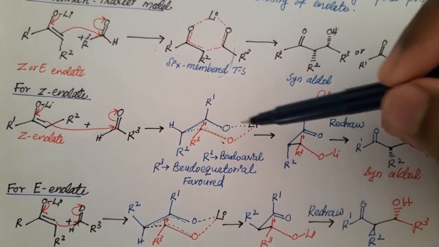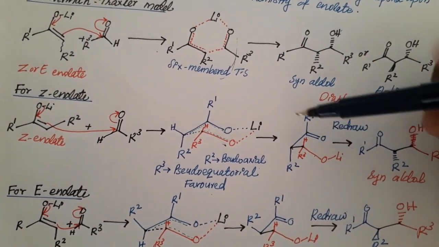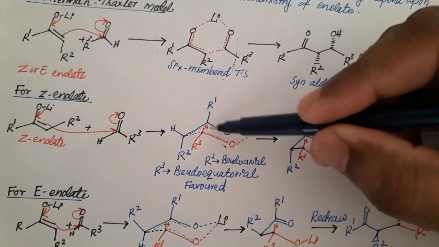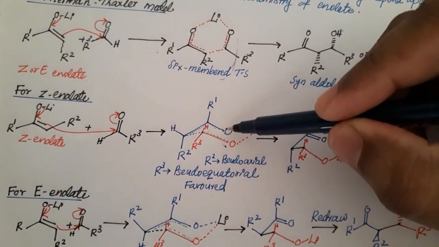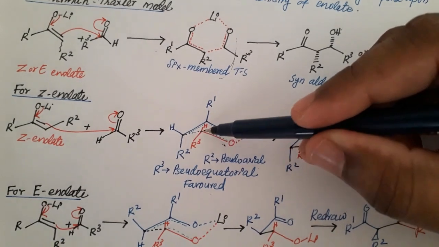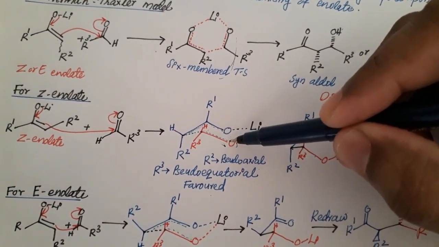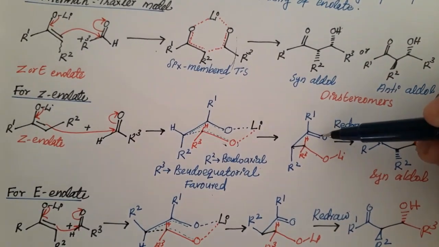Okay, now we want to generate our product. What will happen? This bond shifts, so the carbonyl group will be regenerated, then a new bond will be formed between this terminal and this terminal. This becomes OH. Okay, so like this, a double bond.